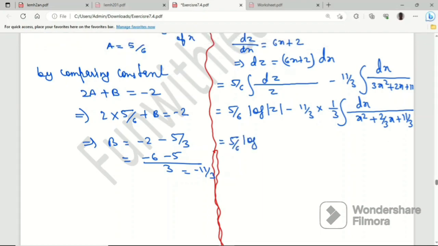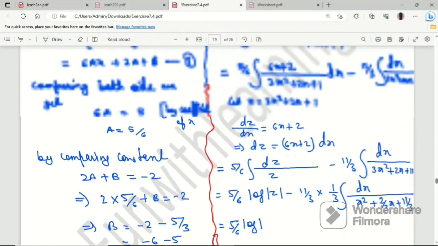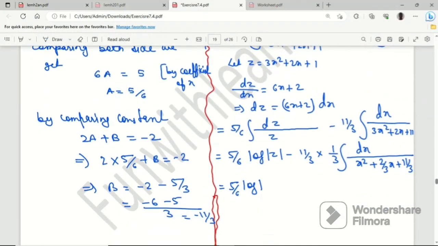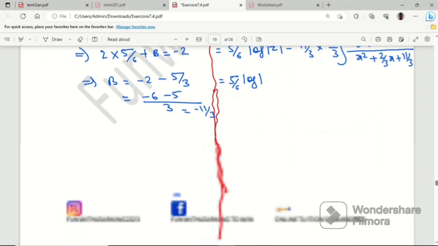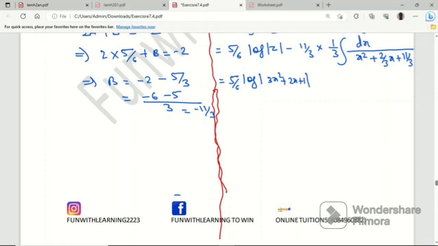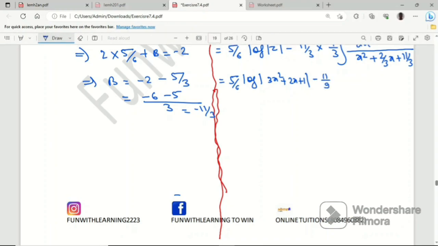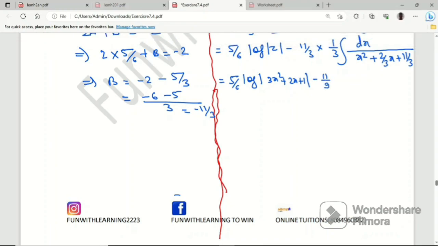Now I'll substitute for z, whatever z was equal to, because I need the answer in the form of x. z is equal to 3x square plus 2x plus 1. So it will be 3x square plus 2x plus 1 minus 11 by 9 into integration of dx upon, I can write directly, I'm using here the quadratic equation, I'm converting it into the form of x square plus a square or x square minus a square, whatever it can be.